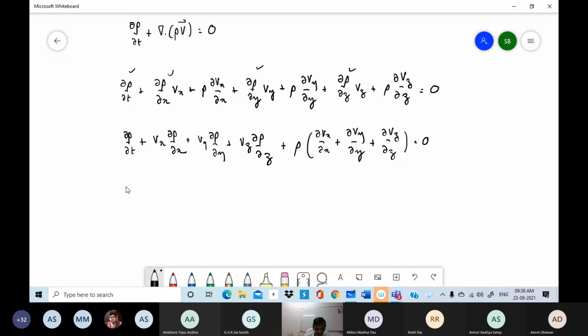Now this again you can see can be written in compact vector form. Gradient of rho has x, y, and z components as del rho by del x, del rho by del y, and del rho by del z. So when you take the dot product of that with v, it would give you this. So this is this. And this you can readily see is del dot v equal to 0.